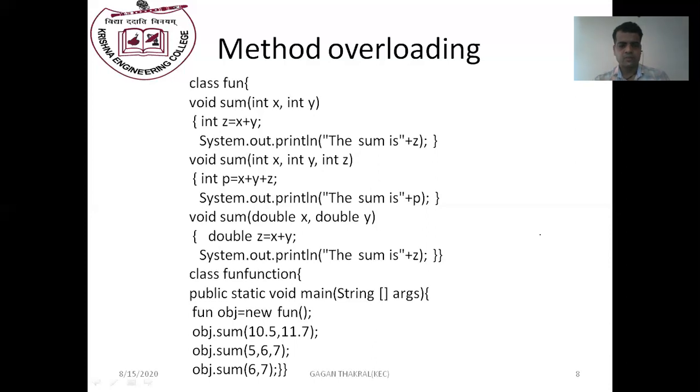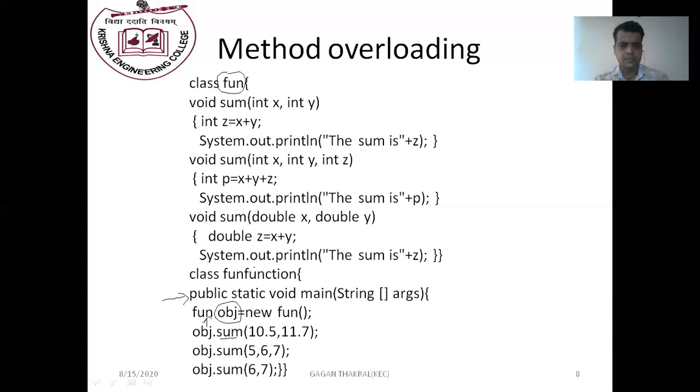Now the execution of this program always starts from the main function. Initially it creates the object of the fun class, the obj object. The fun class exists in this program, so the object is created successfully. When the object calls the sum function, the object belongs to the fun class, then the control is transferred to the fun class.